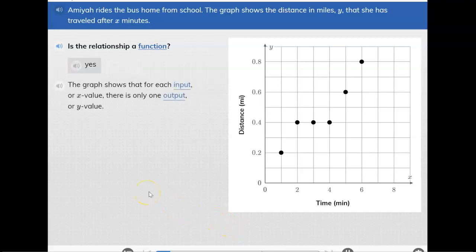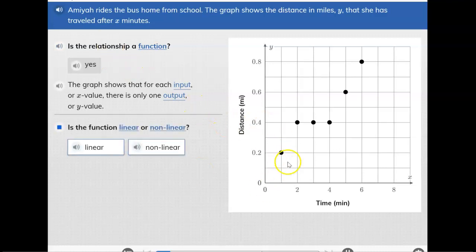The graph shows that for each input, or x value, there is only one output, or y value. The relationship is a function. Is it linear or nonlinear? You'll notice if I connect my dots, I don't get a straight line. So it's not linear. Nonlinear.